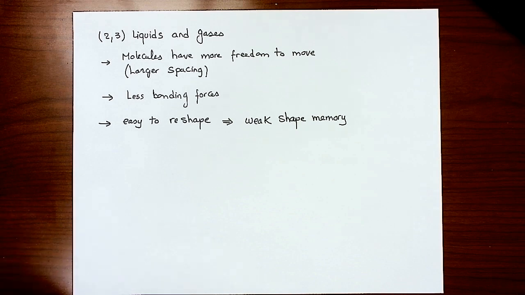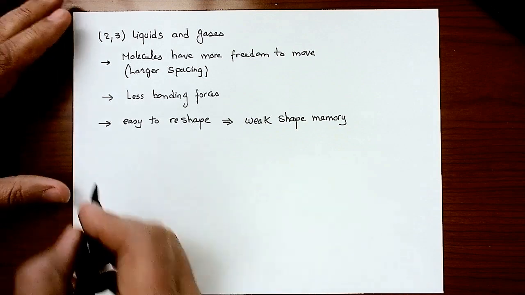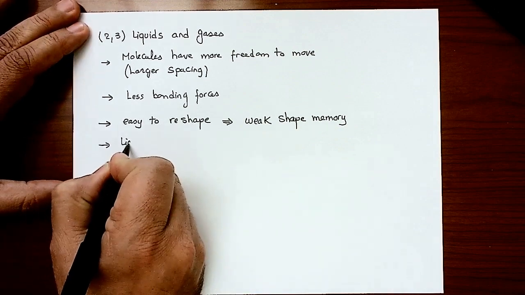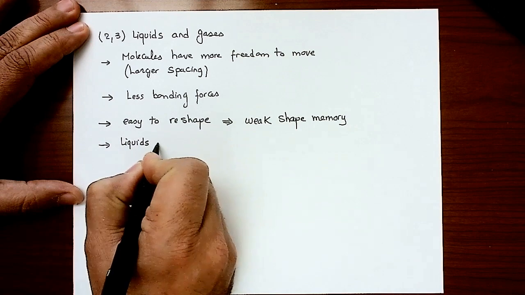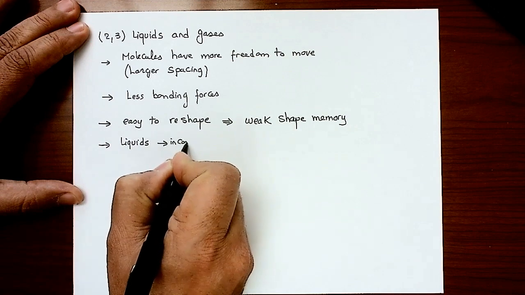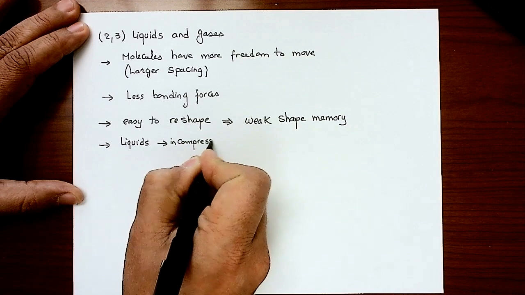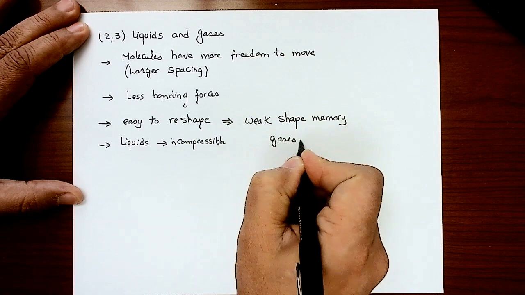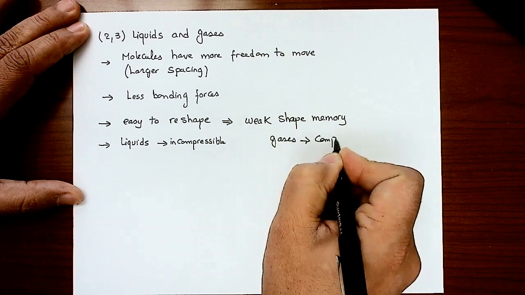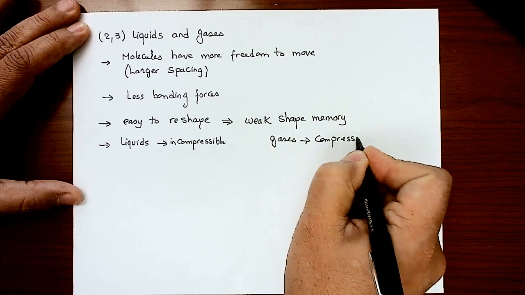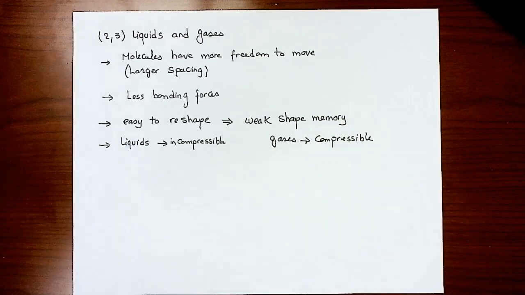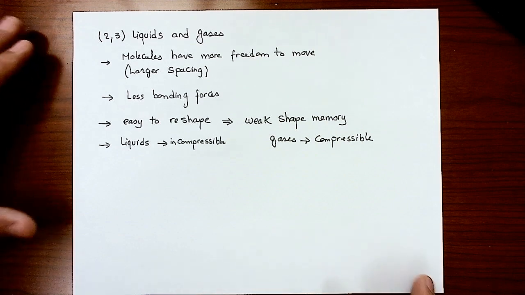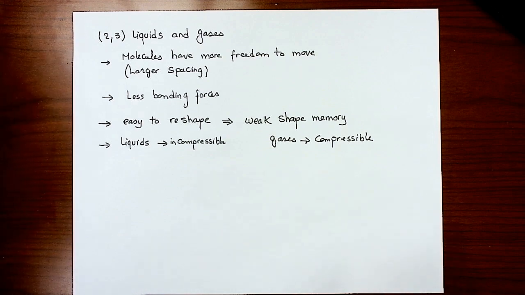So with all of these characteristics, we also have that liquids are incompressible, but gases are compressible. So these are the main characteristics or features that you can recognize for solids, liquids, and gases. So now we're still on the question of the definition of a fluid, right?